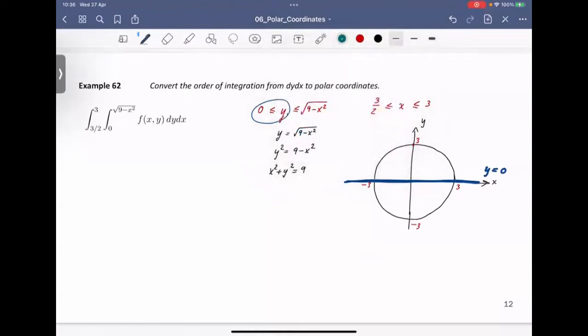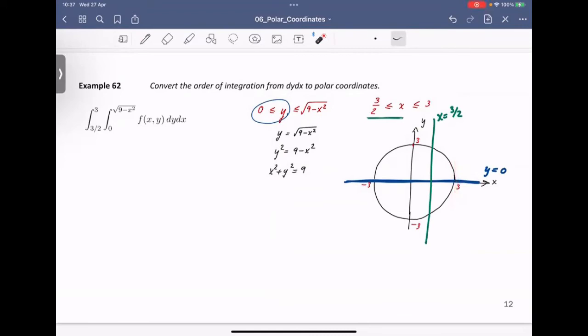And then we're going to do the thick line here. Let's look at x equals 3/2. 3/2 is 1.5, something cutting halfway between 0 and 3. So it's going to be that. So x equals 3/2. And then x equals 3 is that one. x equals 3 is this line.